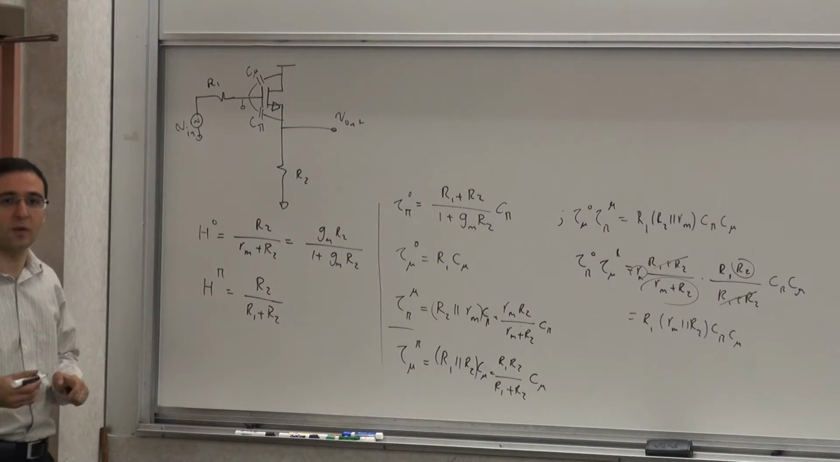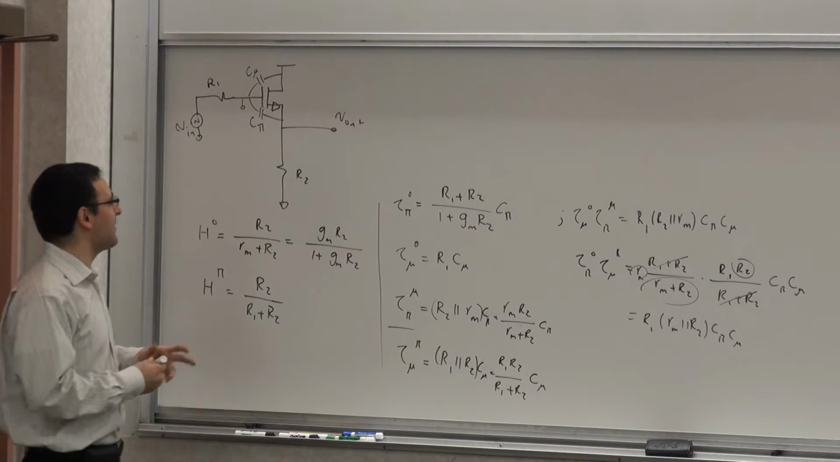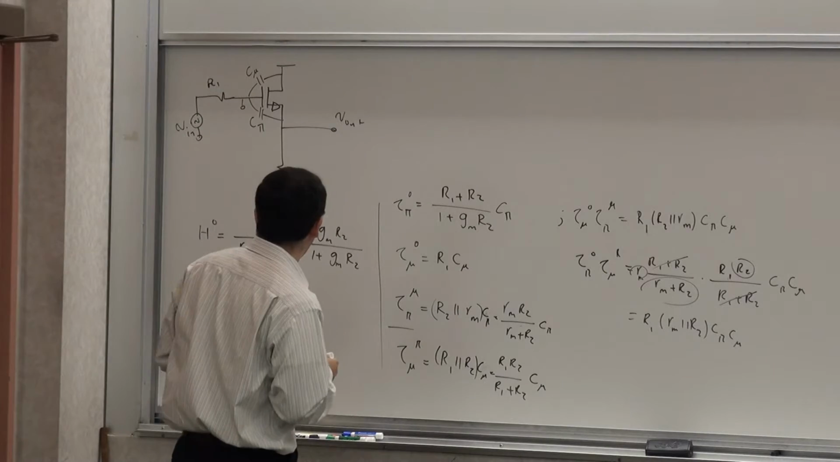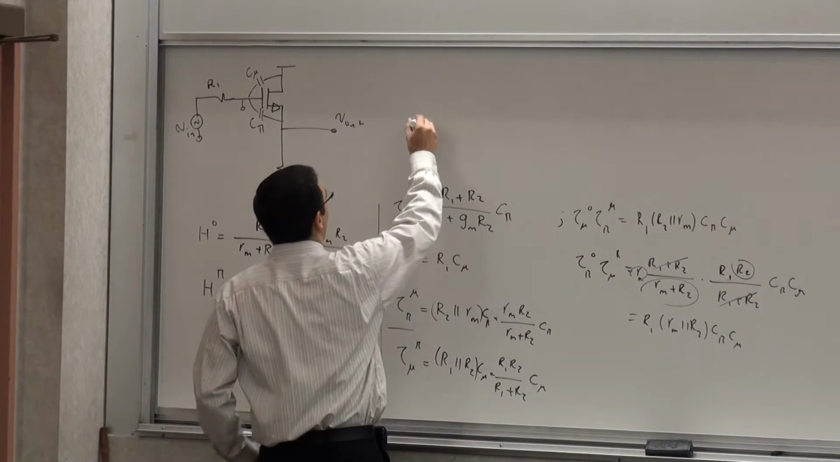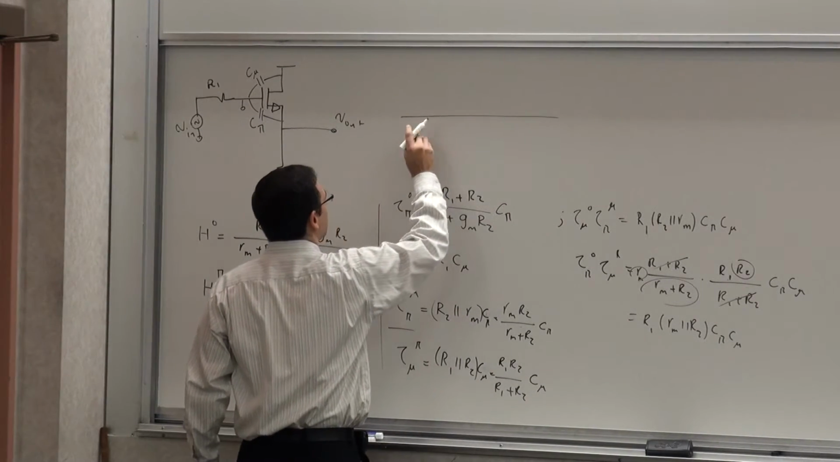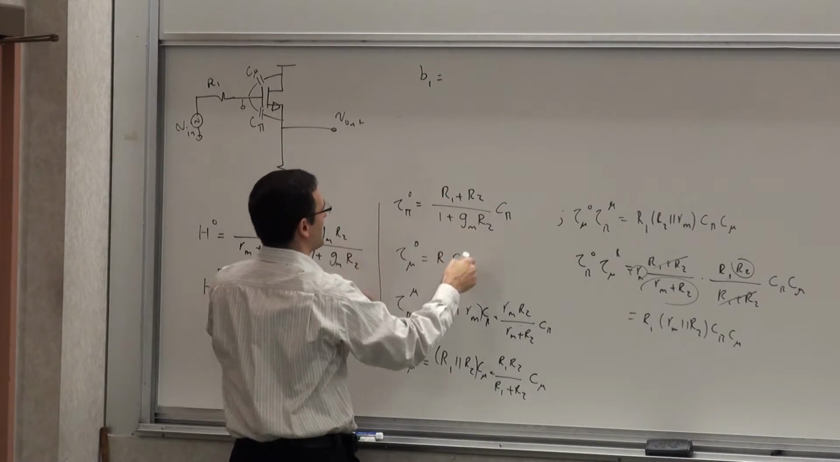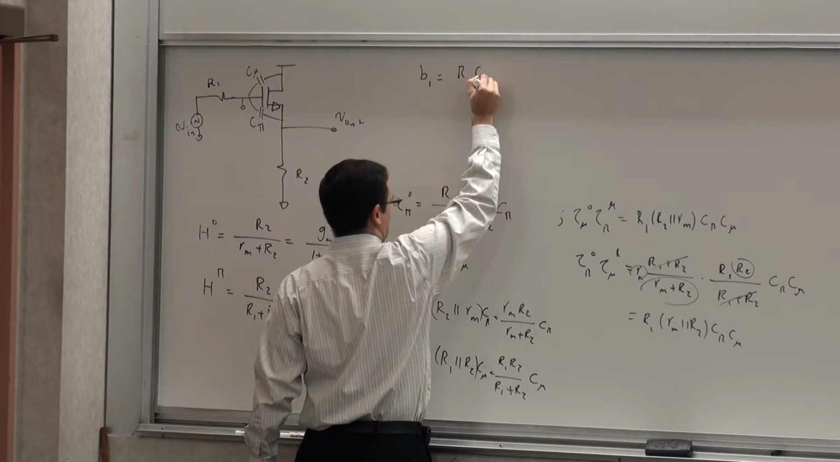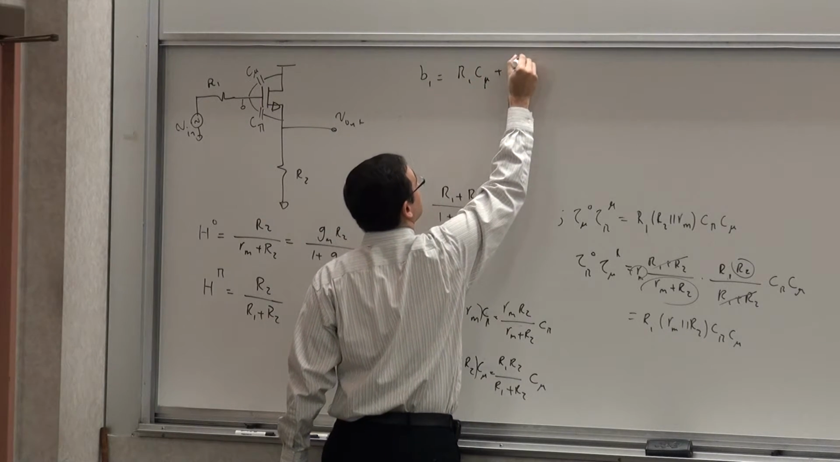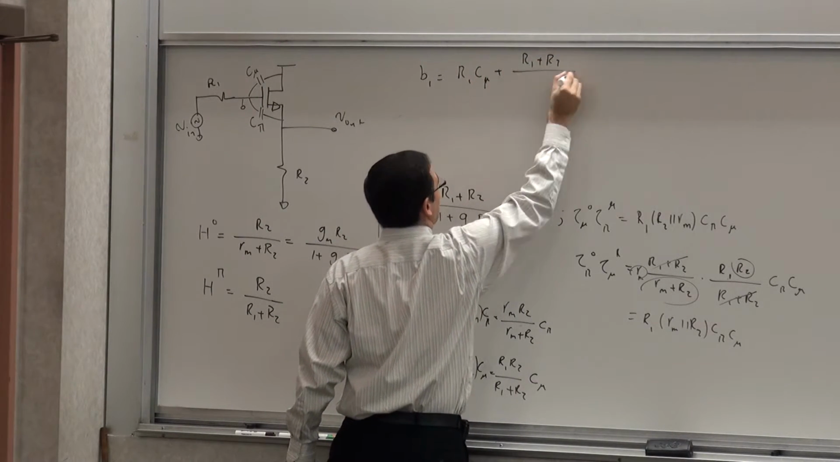Because it's a lot easier to deal with that. So that gives me something, fine. So let's write the denominator, or let's write the B1 and B2. B1 is going to be the sum of these two terms, so it's R1 C mu. I want to get some sort of meaningful conclusion out of this.